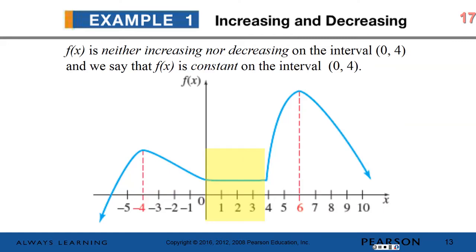Now, we didn't talk about the interval from 0 to 4. What is the function doing from 0 to 4? It's remaining constant. It's not increasing, it's not going uphill. It's not decreasing, not going downhill. It's flat, if you want to look at it that way.